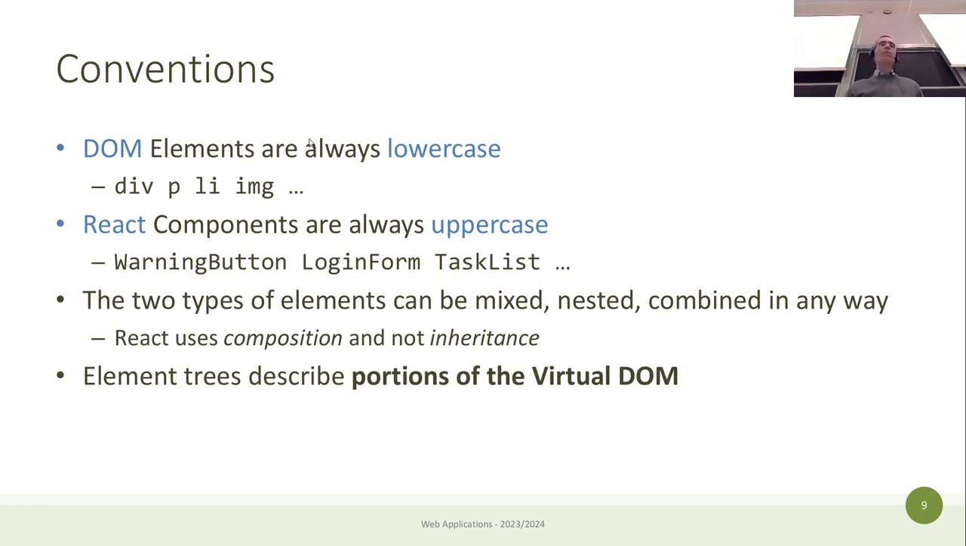Okay, just some conventions. As you already saw, the DOM elements are all lowercase. This is all case sensitive, so pay attention to the case. React components always have an uppercase first letter at least. And the two types of elements can be mixed. They don't inherit anything, they are just composed. I mean, it's a tree. If we would like to compose something, we need to put the other text between the start and the end tag of the component. Okay, and the element tree describes a portion of the virtual DOM, of course.